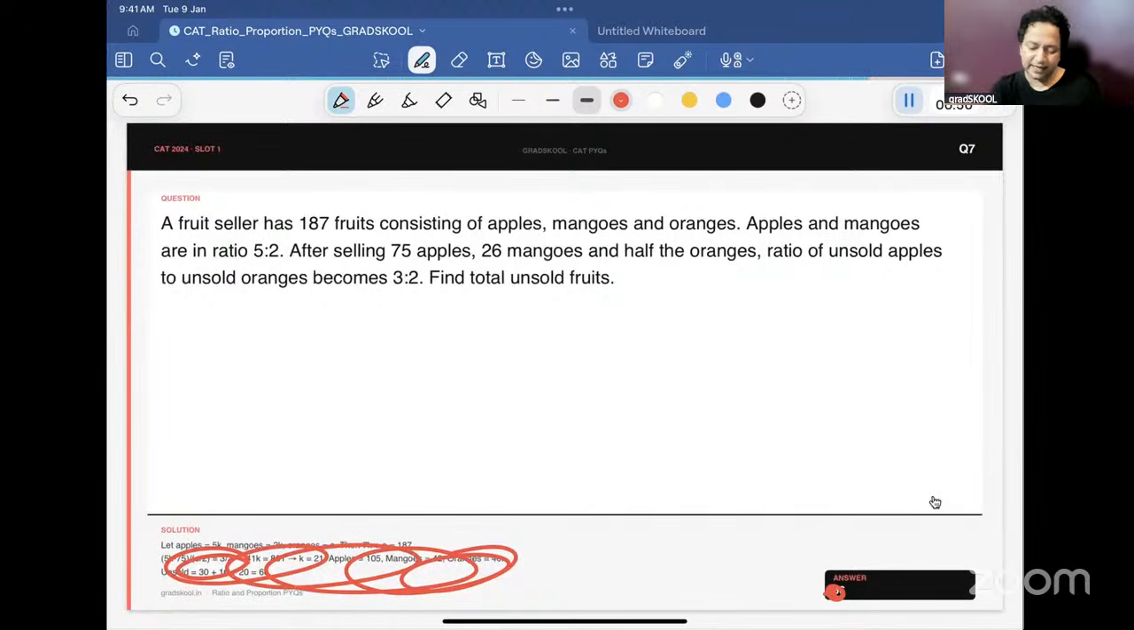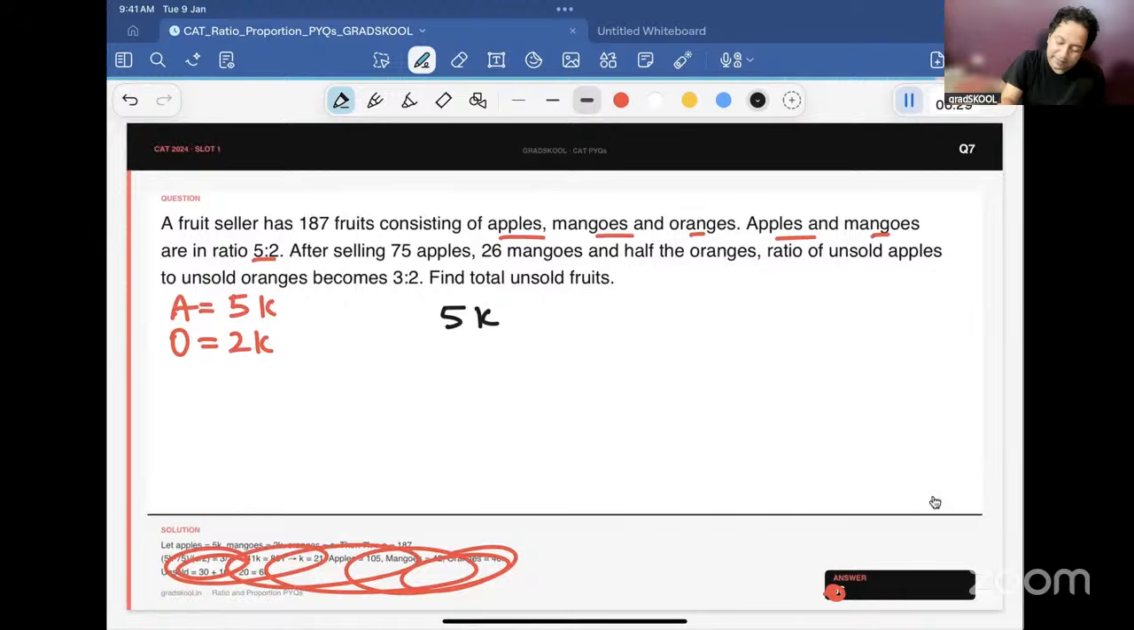So a fruit seller has 187 fruits consisting of apples, mangoes, and oranges. Apples and mangoes are in the ratio 5:2. So let's say apples are 5K, mangoes are 2K. After selling 75 apples, so 5K minus 75.